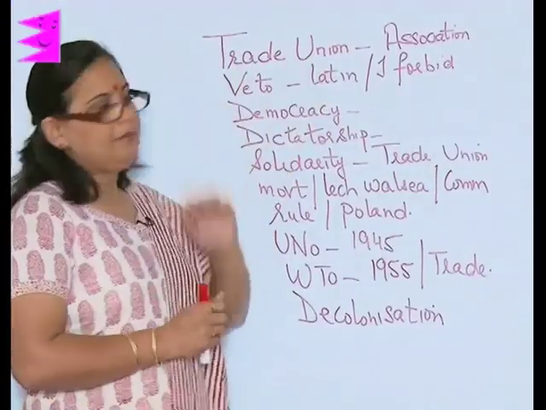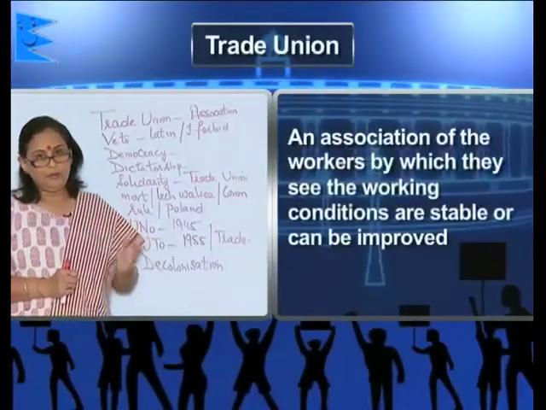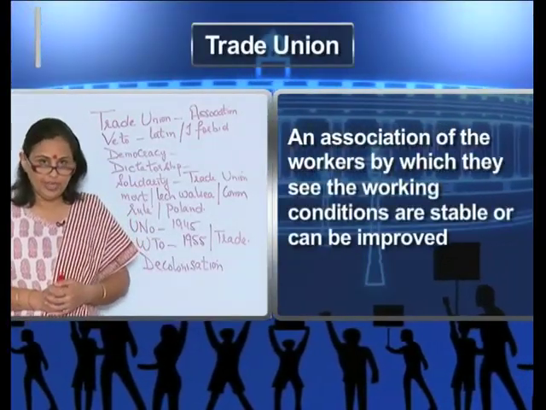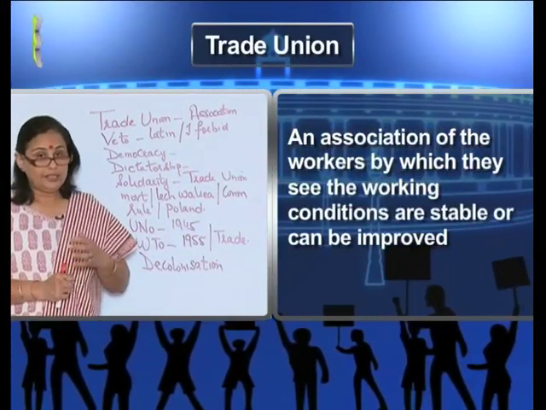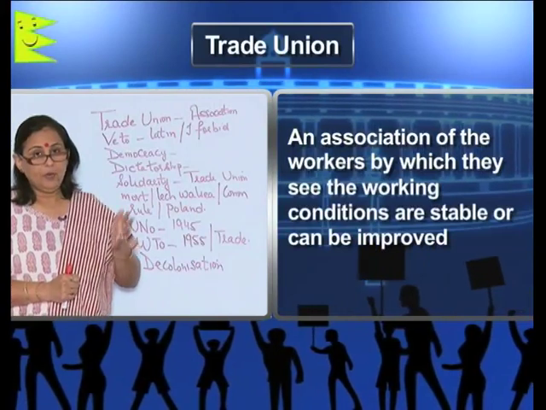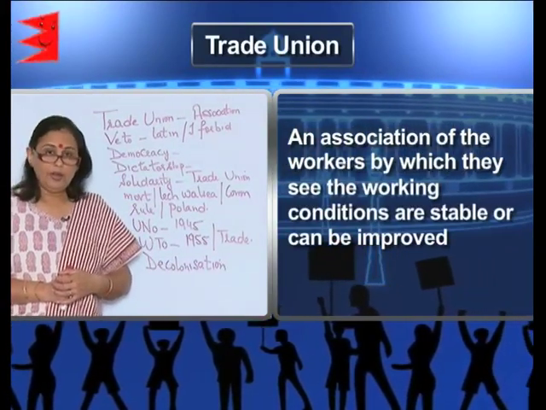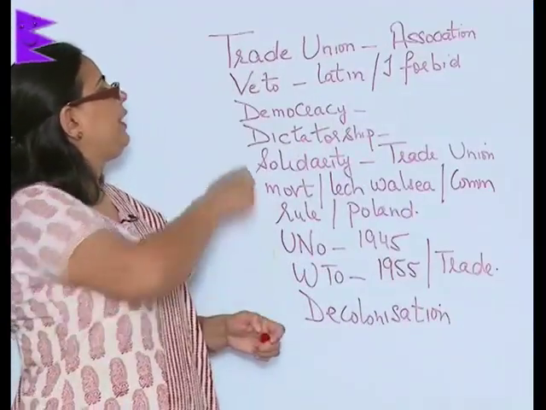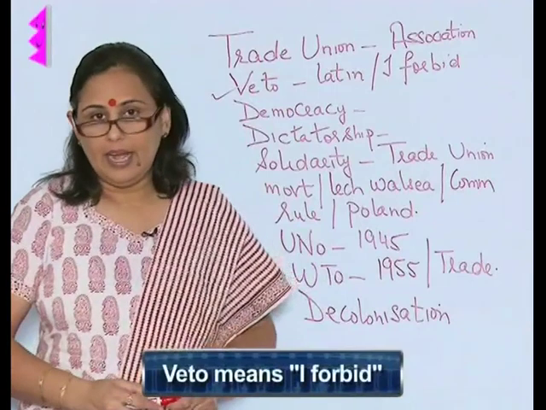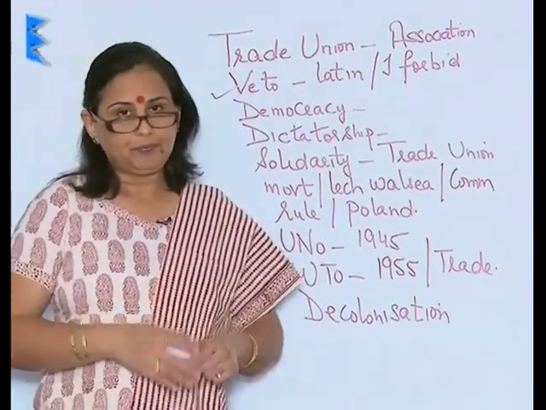The next term is trade union. Trade union means an association of the workers by which they see that the working conditions are stable or can be improved. Next is veto. Veto is a Latin word which means I forbid.